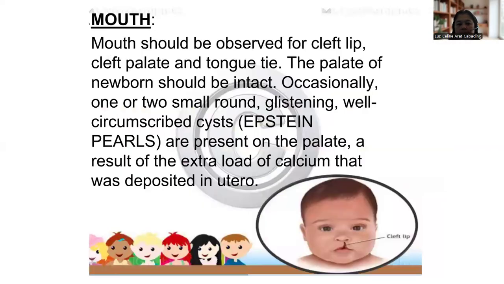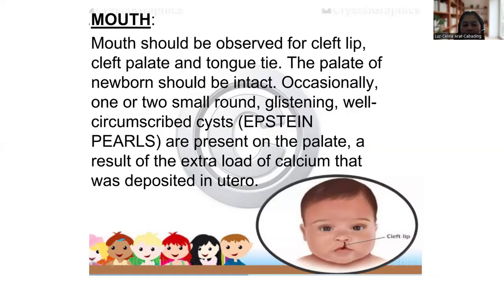in the surface. We look at the mouth of the newborn and we check if there are any abnormalities such as cleft lip, cleft palate, or tongue tie. Okay? Tongue tie means the tongue cannot extend much because there is something like an extra skin attached to the palate. So the palate of the newborn should be intact.